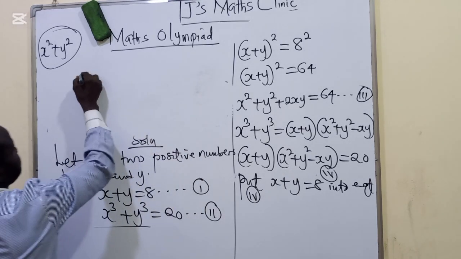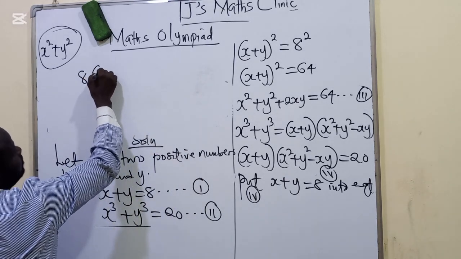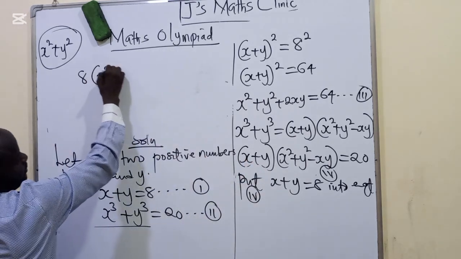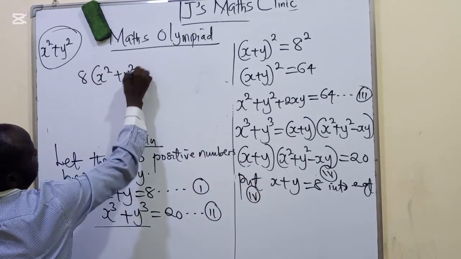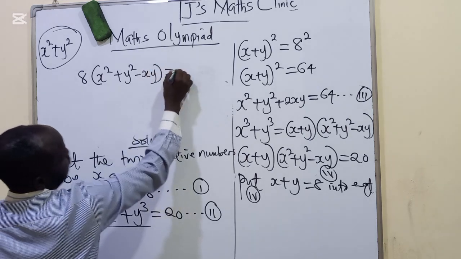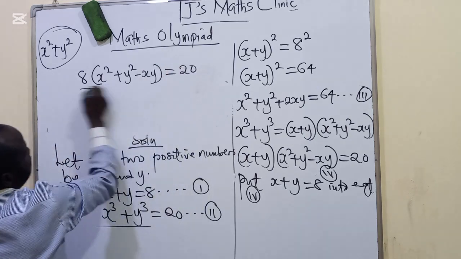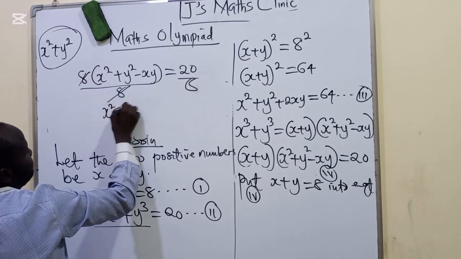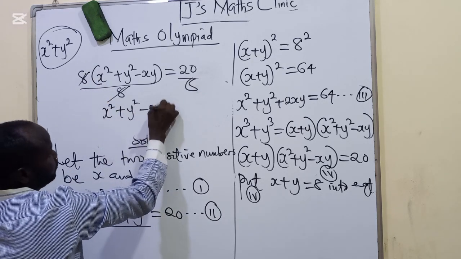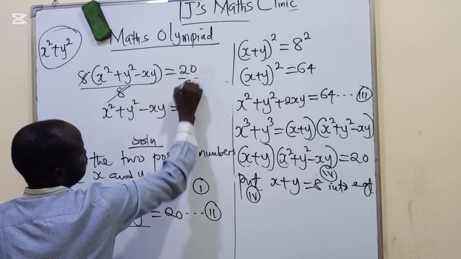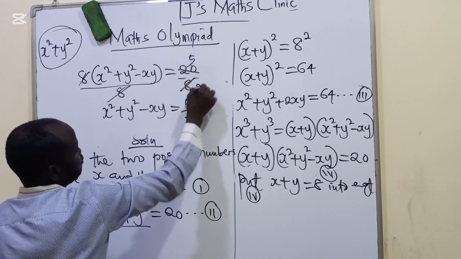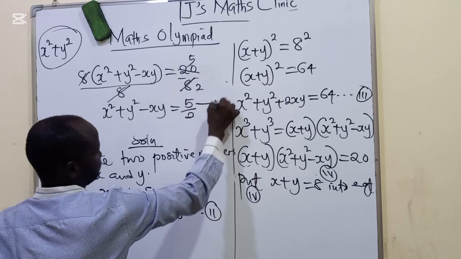So we'll have 8 in place of x plus y. Now we're replacing 8 into x squared plus y squared minus xy, which will now be equal to 20. Let's divide both sides by 8, such that x squared plus y squared minus xy, if we reduce this, will be 5 divided by 2. That's 4 here, 5, then 4 here, 2. Let's call this equation 5.